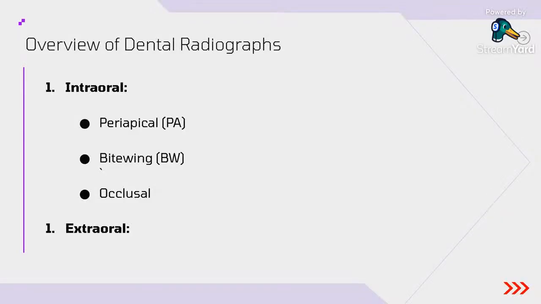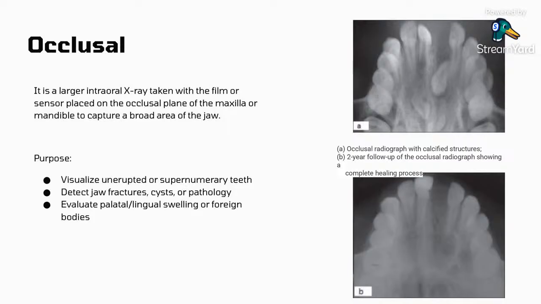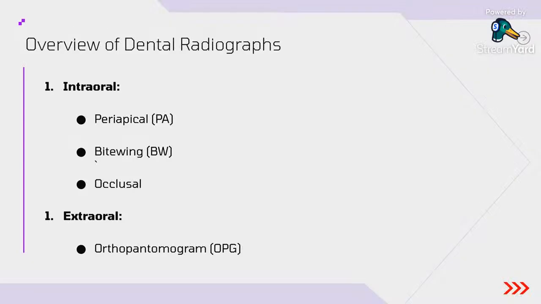Then the other one is occlusal. Occlusal is a larger intraoral X-ray taken with a film or a sensor placed on the occlusal plane of the maxilla or mandible to capture a broad area of the jaw. The purpose is to visualize unerupted or supernumerary teeth and detect their position, and to detect jaw fracture, cyst, pathologies, and to evaluate lingual or palatal swelling or foreign bodies. These are the basic intraoral radiographs regarding dentistry.